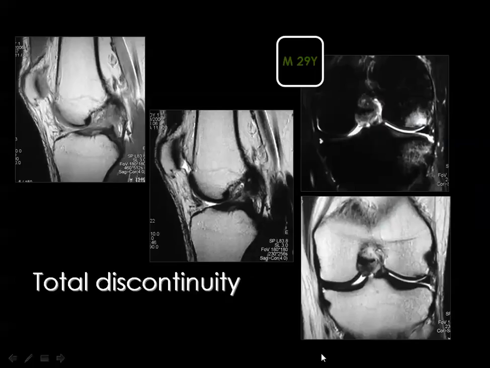Then look at this example. Here you can see the site of the anterior cruciate ligament is replaced by abnormal signal, and there is a defect in the mid portion of the ligament. In the coronal images, you cannot easily identify the anterior cruciate ligament, nor in the STIR or in the coronal T2 weighted images. Also, you can appreciate the presence of bone marrow contusion in the femoral condyle, as well as in the opposing surface of the tibial condyle, which is known as kissing contusion.